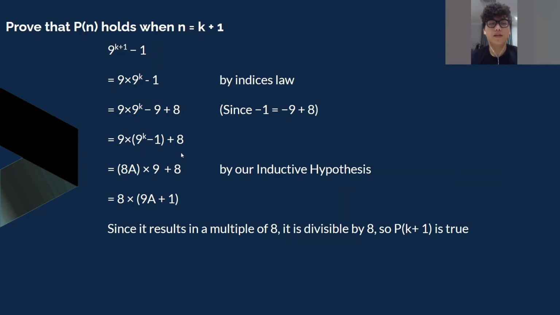So now we have 9 to the power of k minus 1 here. By our inductive hypothesis, 9 to the power of k minus 1 is equal to 8 times a constant big A. So now we have 8 times big A times 9 plus 8. So finally, we can see that we can factor out an 8 from this. So this means that 9 to the power of k plus 1 minus 1 is a multiple of 8. So since it results in a multiple of 8, it is divisible by 8. So P of k plus 1 is therefore proven to be true.